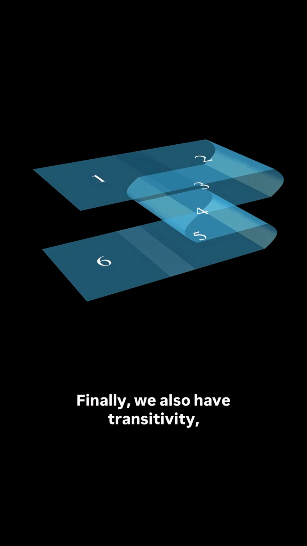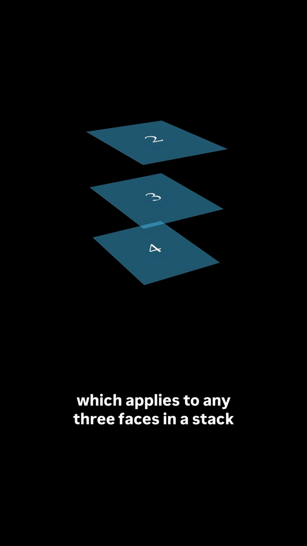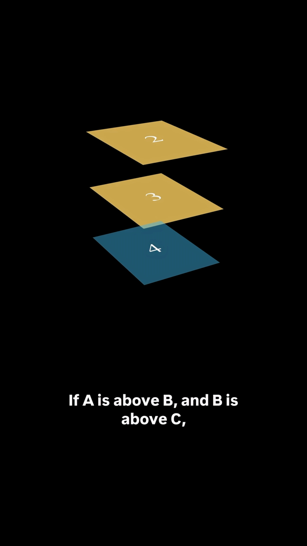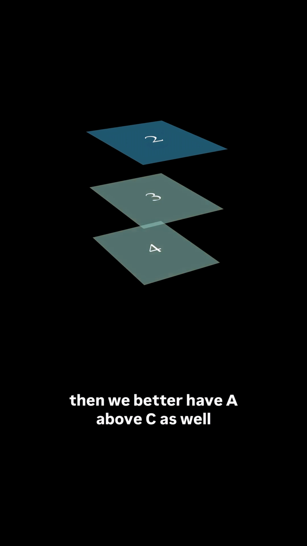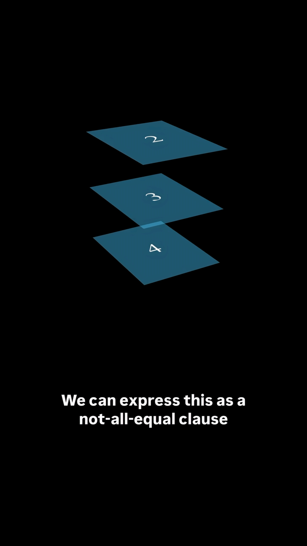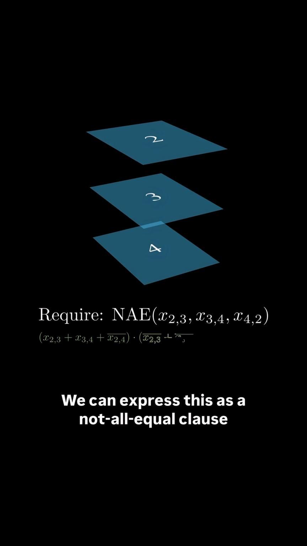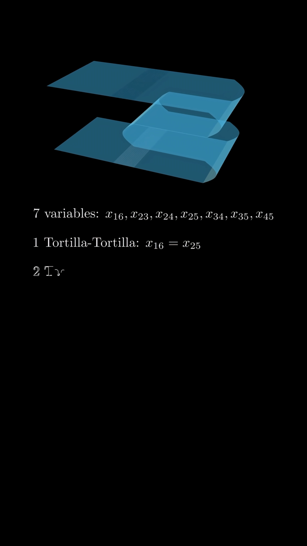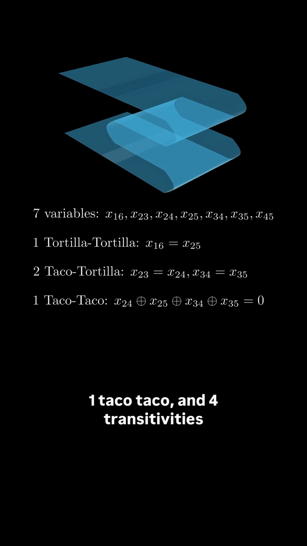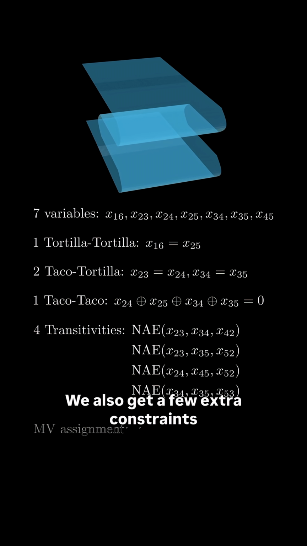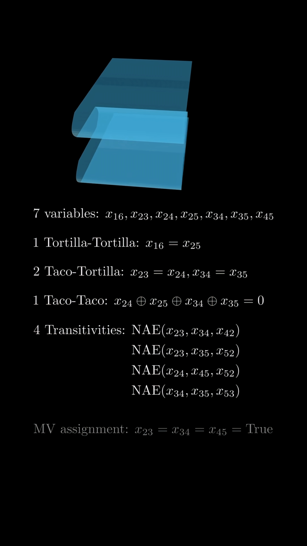Finally, we also have transitivity, which applies to any 3 faces in a stack. If A is above B and B is above C, then we better have A above C as well. We can express this as a not-all-equal clause. So in total, this example ends up with 6 faces, 7 variables, 1 tortilla-tortilla, 2 taco-tortillas, 1 taco-taco, and 4 transitivities. We also get a few extra constraints if we know the directions of the creases.